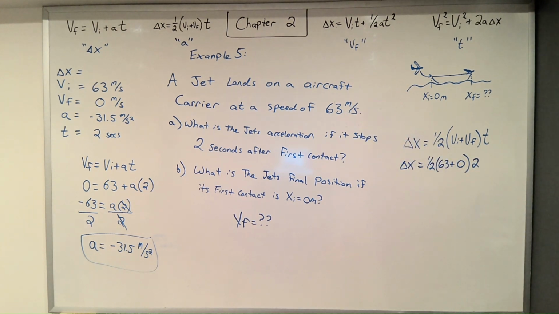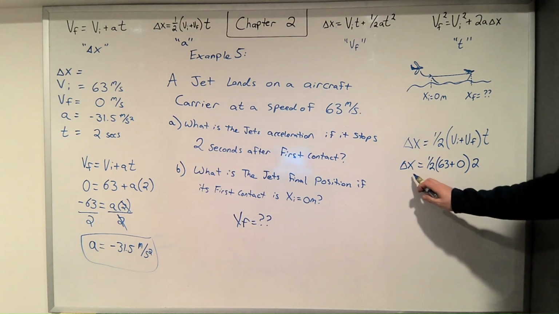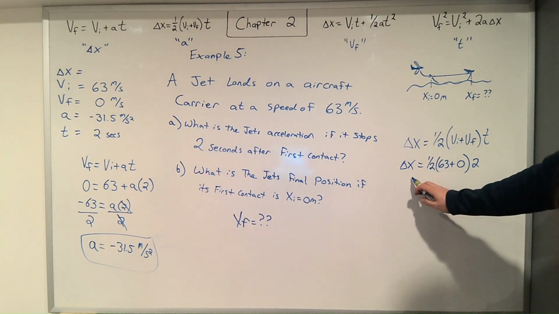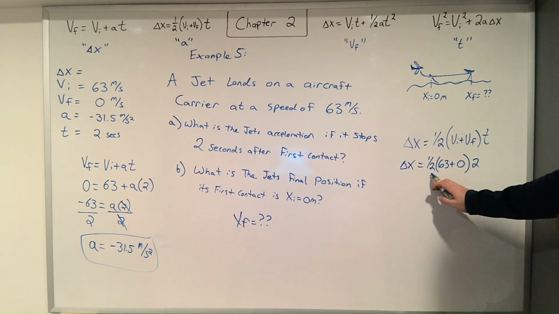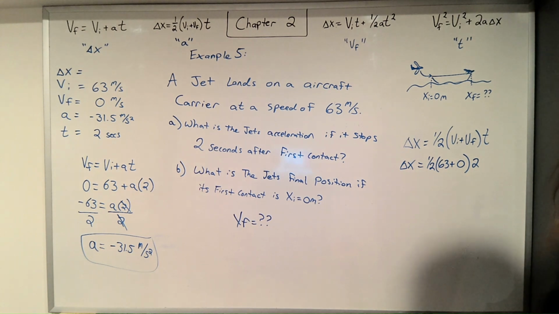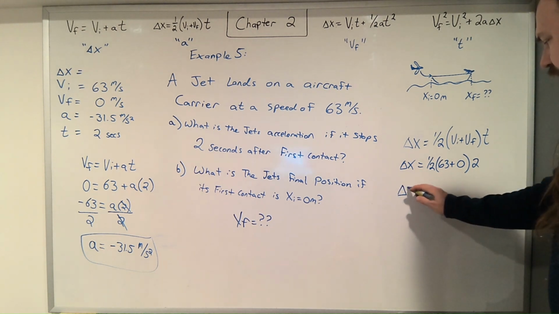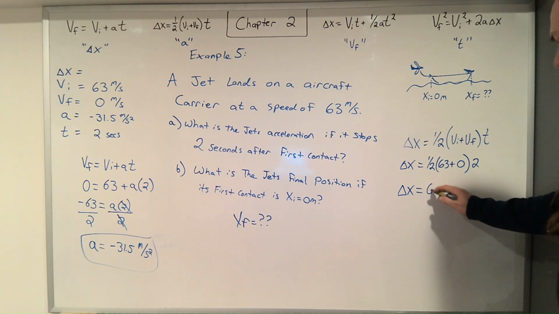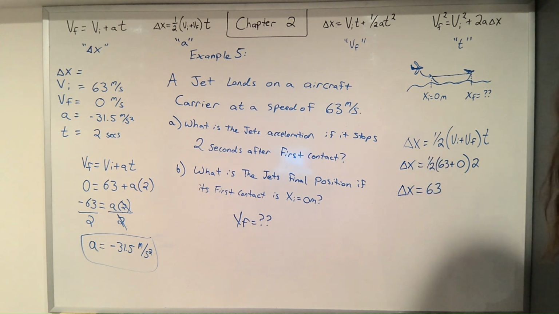So how about that? That was quick, huh? Delta x is what I'm solving for, so I don't need to move anything over there. I have a 1/2 times a 2. Okay, 1/2 times 2 is going to cancel each other out. And I'm going to be left with a 63 plus 0. I'm going to end up with a delta x of 63.